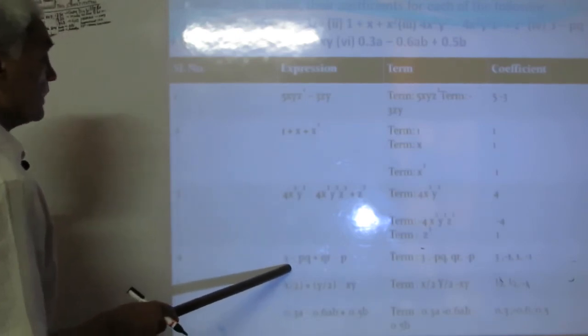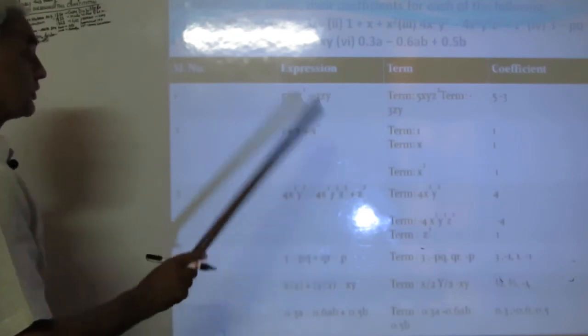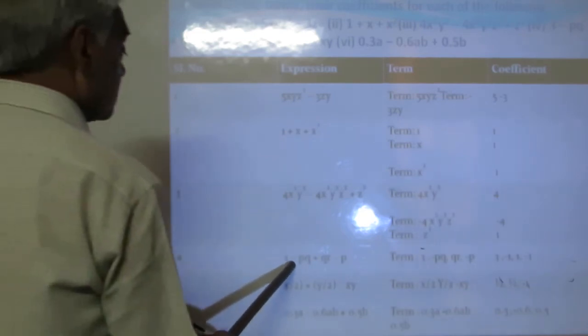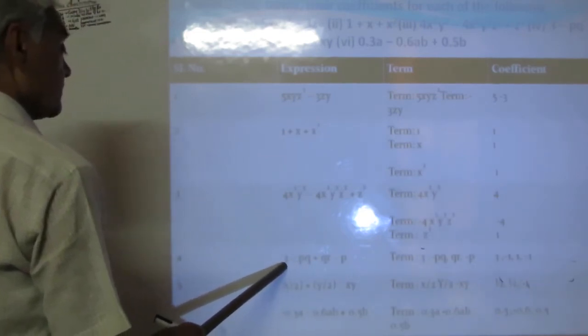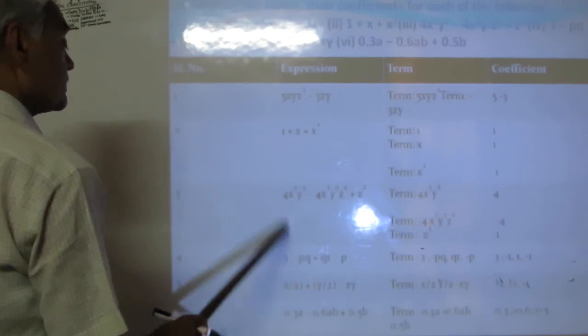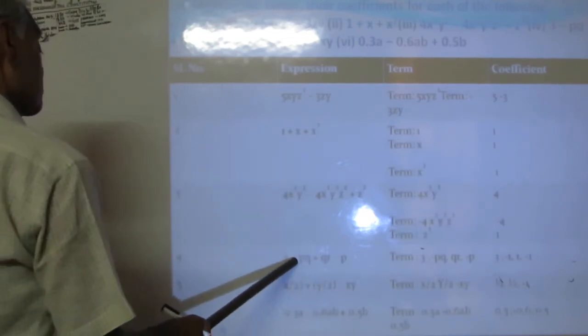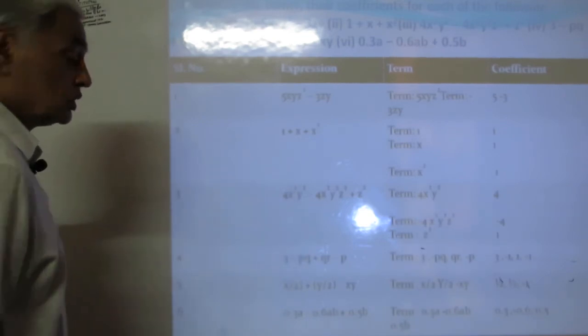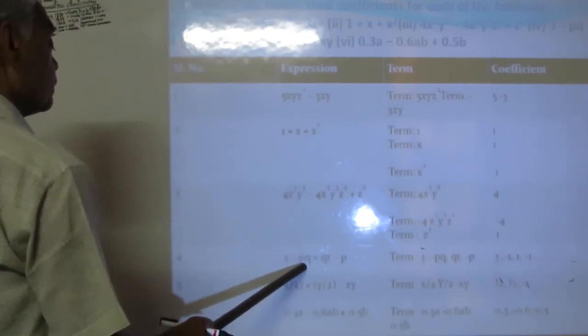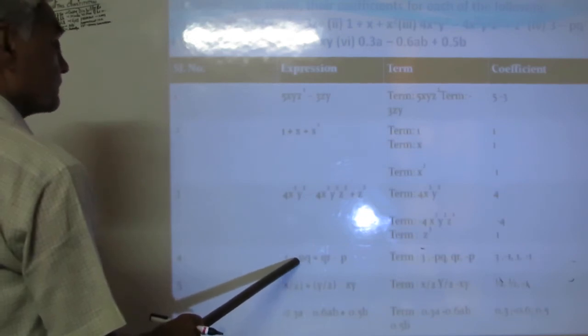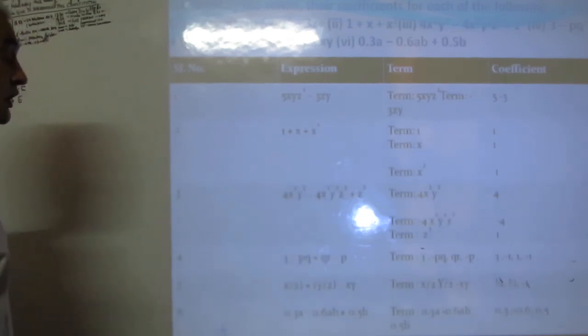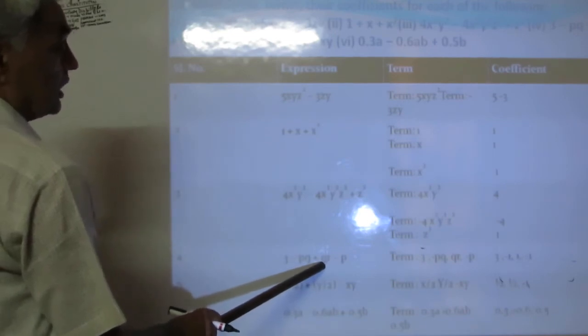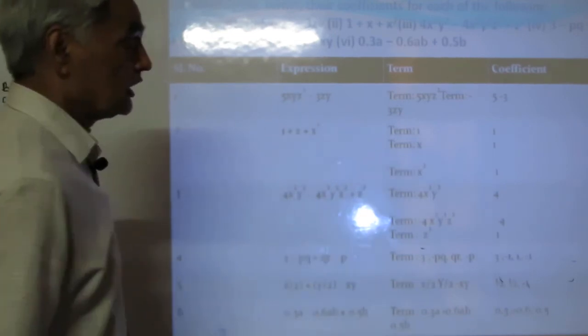Now the next part of the question, the expression is 3 minus pq plus qr minus rp. Here there are four terms. First is 3. Coefficient here is 3 because it is a constant. Then the second term is minus pq. Coefficient here is minus 1. The third term is qr. Here the coefficient is 1. And the fourth term is minus rp. Here the constant is again minus 1.